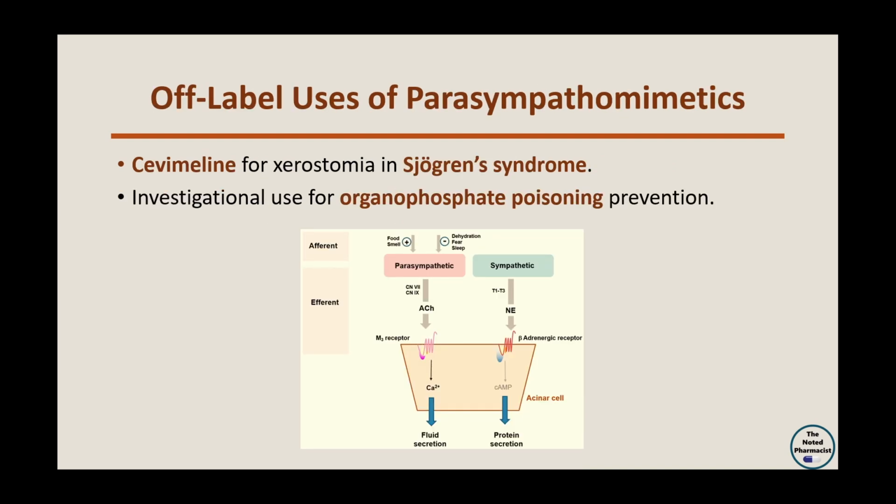Off-label applications further showcase the versatility of parasympathomimetics. For example, cevimeline is effective in managing xerostomia in Sjogren's syndrome by stimulating salivary secretion. These uses expand the clinical utility of this drug class beyond traditional indications.